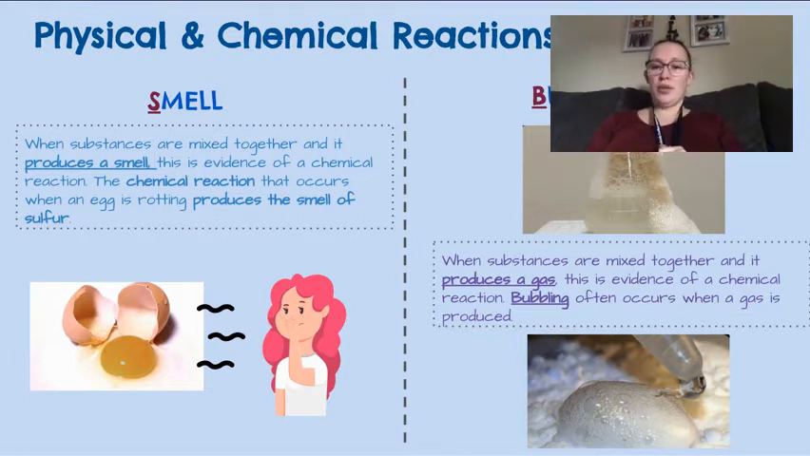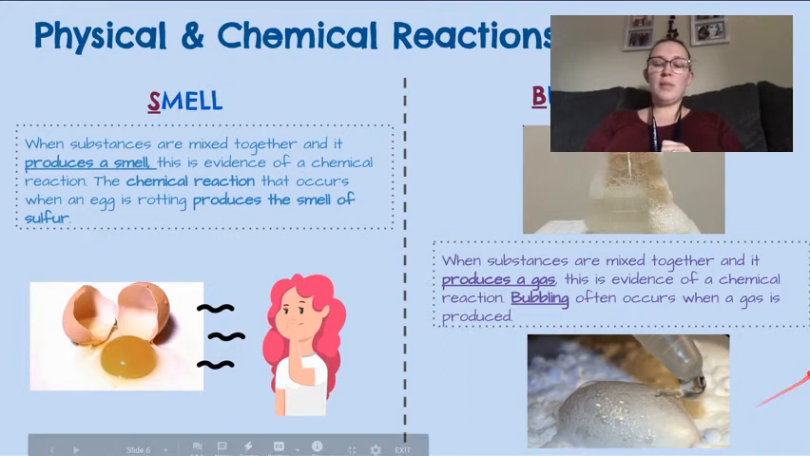The next one is bubbles or gas. When substances are mixed together and it produces a gas, that is evidence of a chemical reaction. So bubbling will often occur when a gas is produced. Sometimes when we mix substances together, it's going to create a gas.